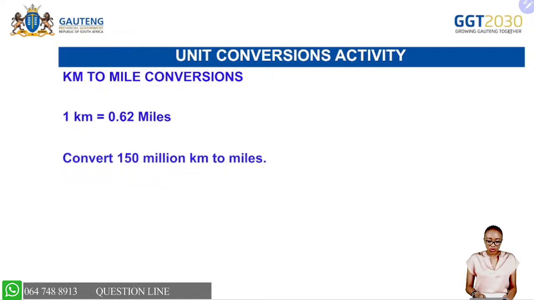Now we're going to need to convert 150 million kilometers to miles. Remember, we already know how to write 1 million. Let's see if we can write 150 million kilometers. I'm going to give you 2 minutes to do this activity. Then after 2 minutes, we will do the solutions together. See you after 2 minutes.